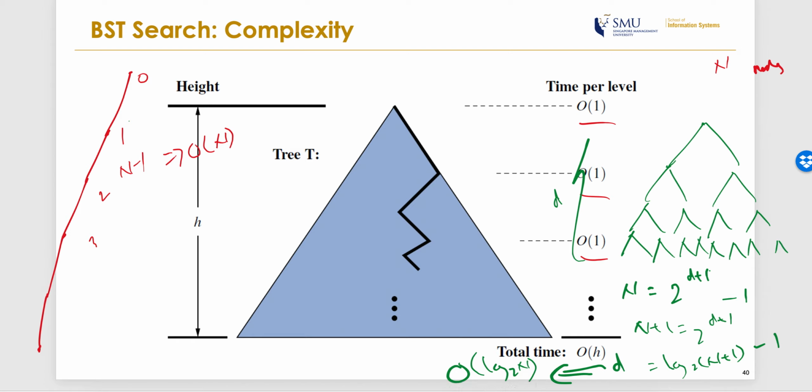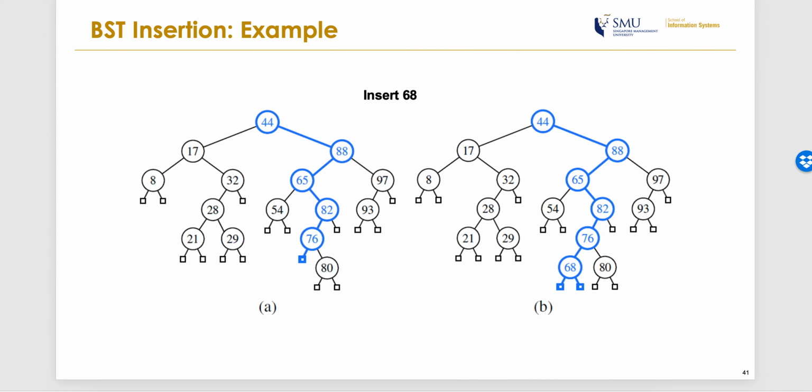Alright, now the next question is how do we insert? Right? So for example, if we want to insert the number 68, how do we find where to put 68? Well, remember that we cannot put 68 just anywhere, because we want to preserve the binary search tree structure of this. So that means that we have to put the 68 in such a way that it doesn't violate the conditions that everything to the left of a node is going to be smaller, anything to the right of a node is going to be larger.